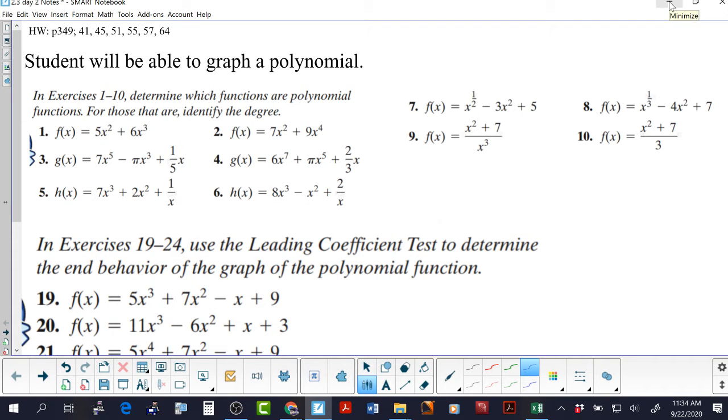Students will be able to graph a polynomial. In exercises 1 through 10, determine which functions are polynomial functions. For those that are, identify the degree. This is a polynomial, so the degree is 3.